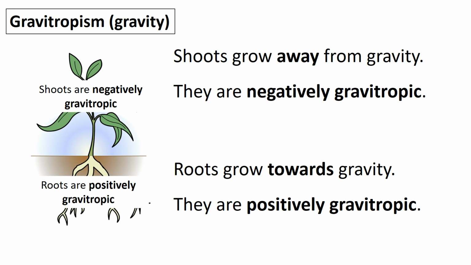If we look at gravitropism, we'll see that the roots are positively gravitropic, growing towards gravity, but shoots are negatively gravitropic, and they grow away from gravity. This is why a plant, no matter which way up you put the seed in the ground, always grows with shoots up and roots growing down.